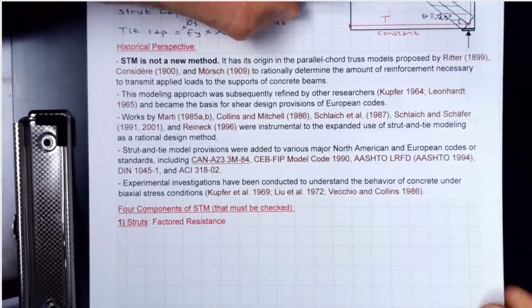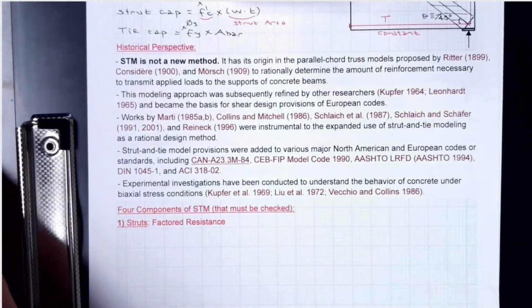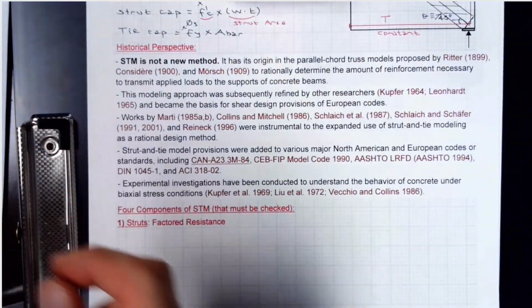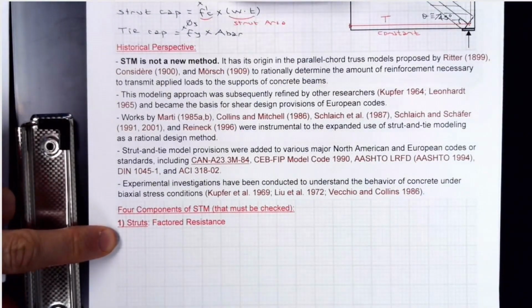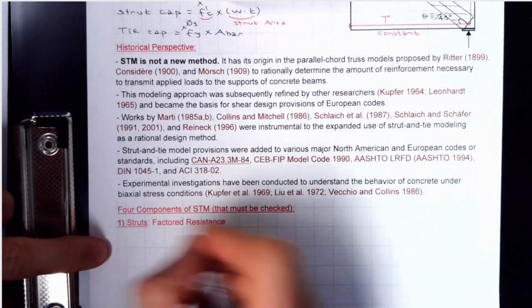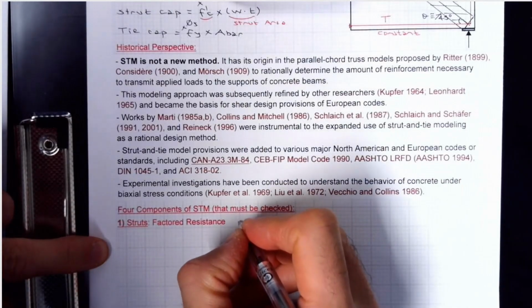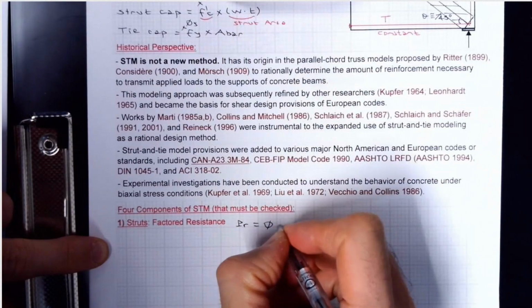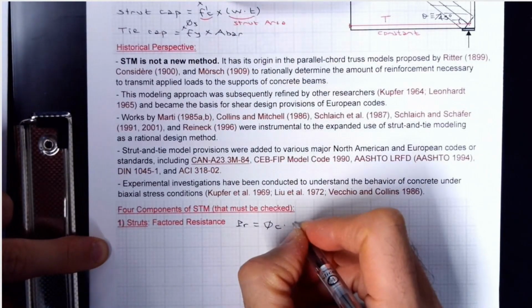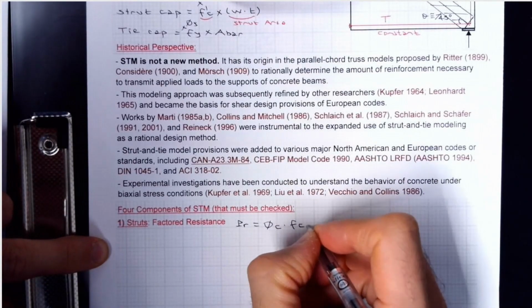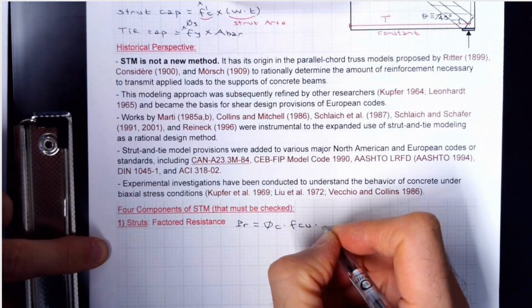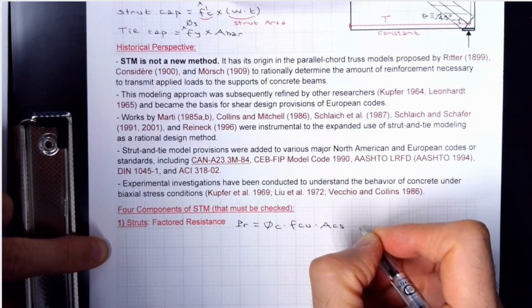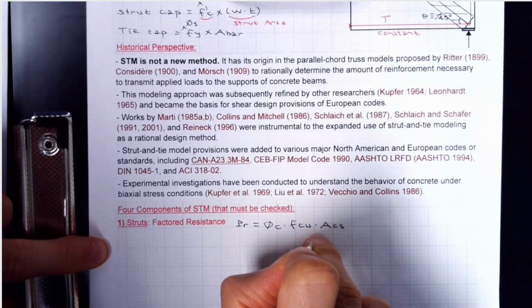I'm going to summarize it again here using a little bit more formal notation. So struts factored resistance is going to be Pr, would be equal to, again, phi c times fcu times Acs. So that is going to be the strut capacity.